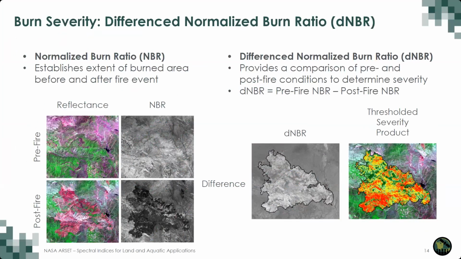And once DNBR is calculated, an analyst will need to threshold the DNBR values into classes of low, moderate, and high burn severity to produce a map that looks like this one on the right, with the highest burn severity areas mapped in red. There are suggested threshold values for burn severity thresholding, and using this approach, we can identify the severity of a fire.